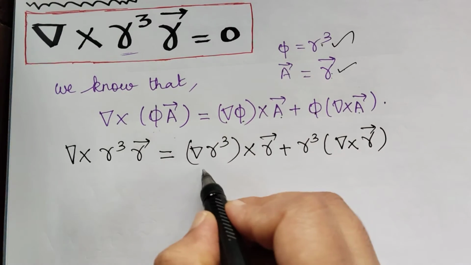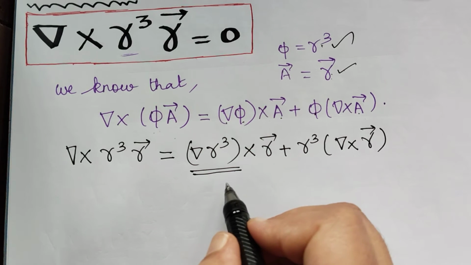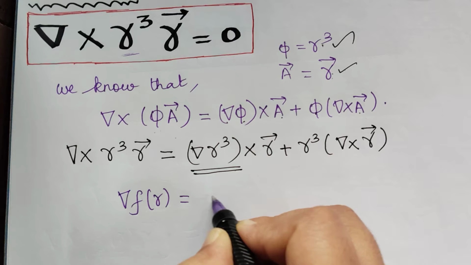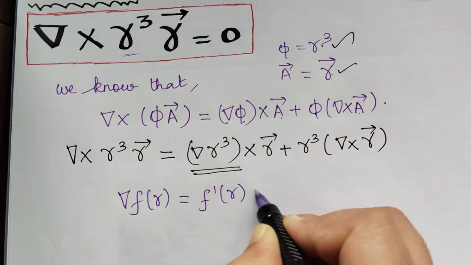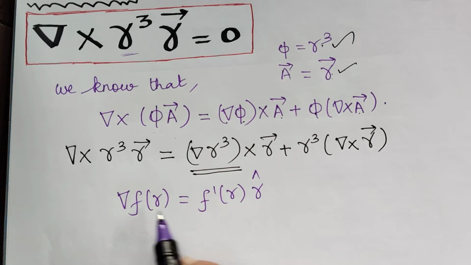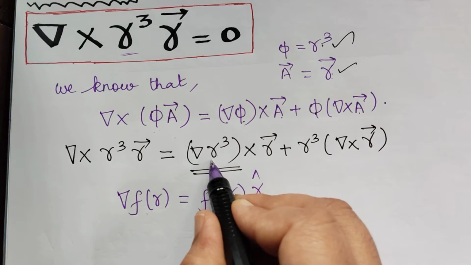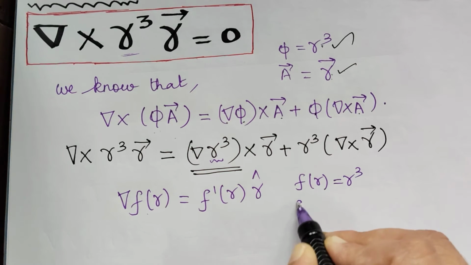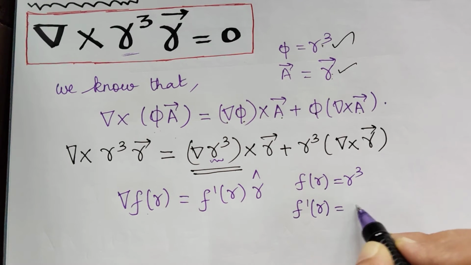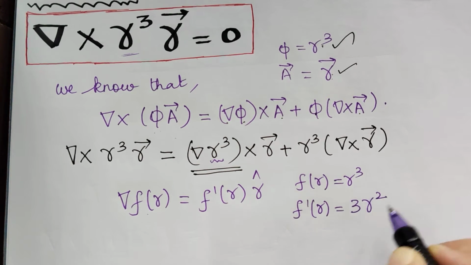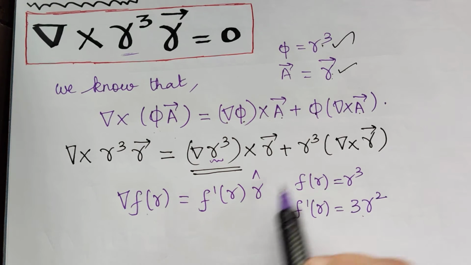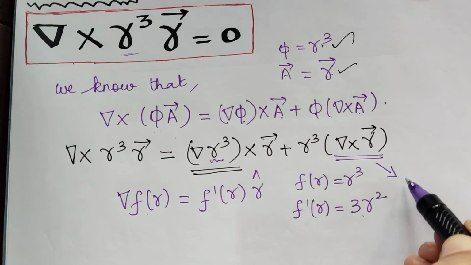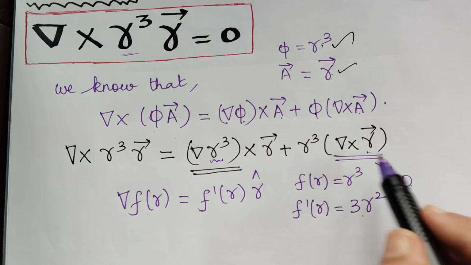Now again here we are going to make use of a result, that is ∇f(r) = f'(r) r cap. Now if you see, in place of f(r) we have r³ over here. So f(r) is r³, so what will be f'(r)? It will be equal to 3r². So that we are going to apply over here. And also we know that ∇ × r vector is equal to 0. So that also we are going to make use of.